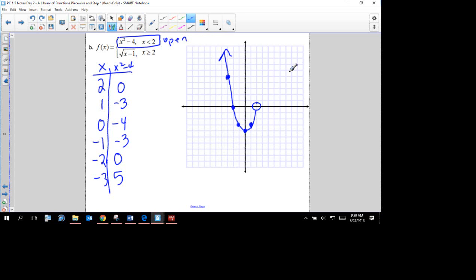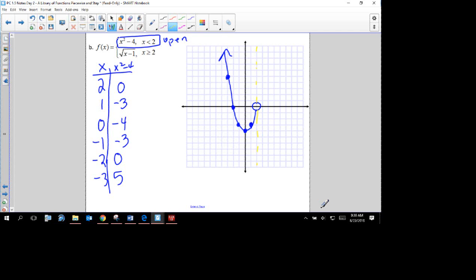So it's everything where the domain, where the x values, are less than 2. That goes to the left of the 2. If you need to draw in that line that's not really there at x equals 2 to help you, totally fine. It's just two different complete pieces here.